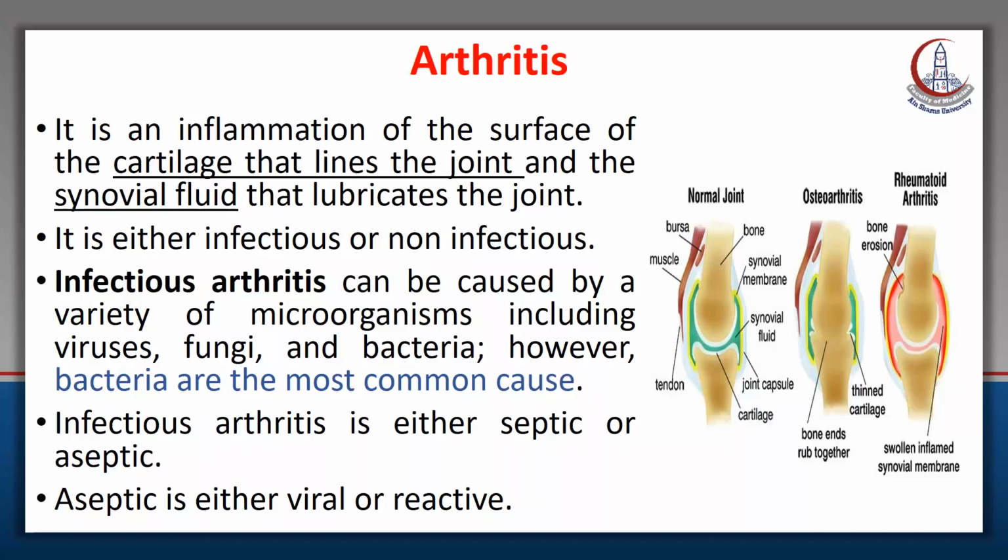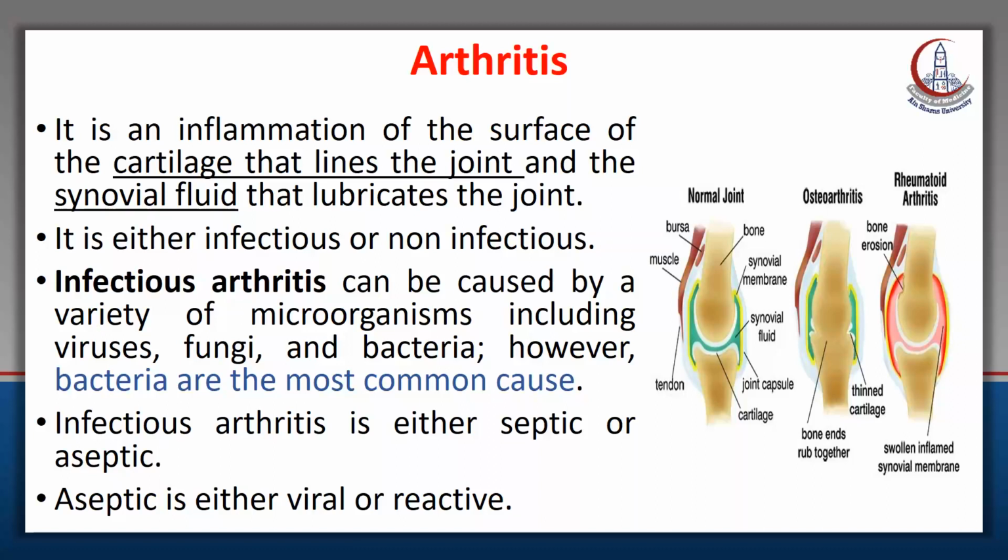Arthritis. It is an inflammation of the surface of the cartilage that lines the joint and the synovial fluid that lubricates the joint. Okay, it is either infectious or non-infectious. Infectious arthritis can be caused by a variety of microorganisms, including viruses, fungi, and bacteria. However, bacteria are the most common cause of arthritis.